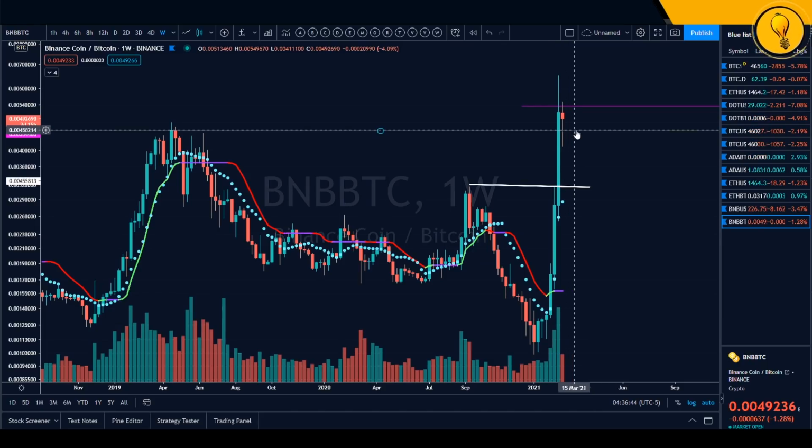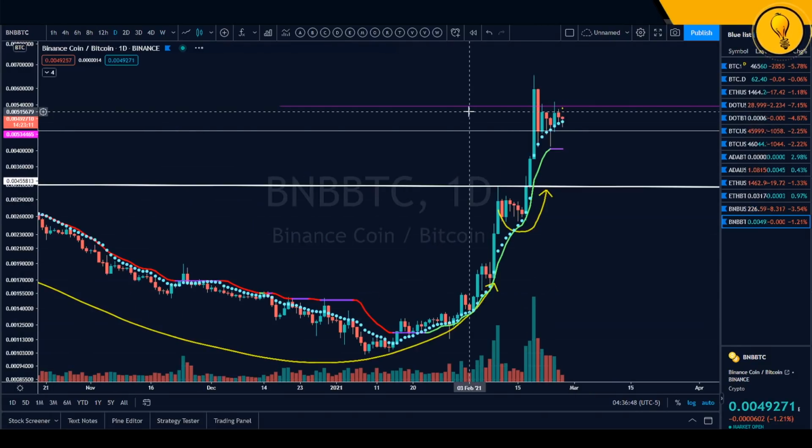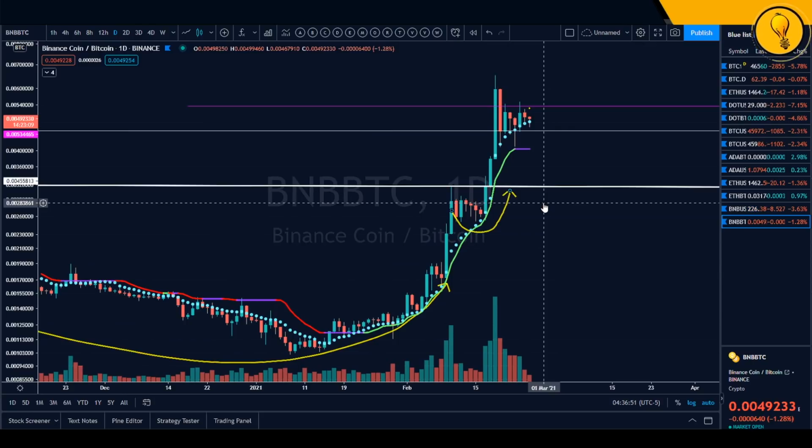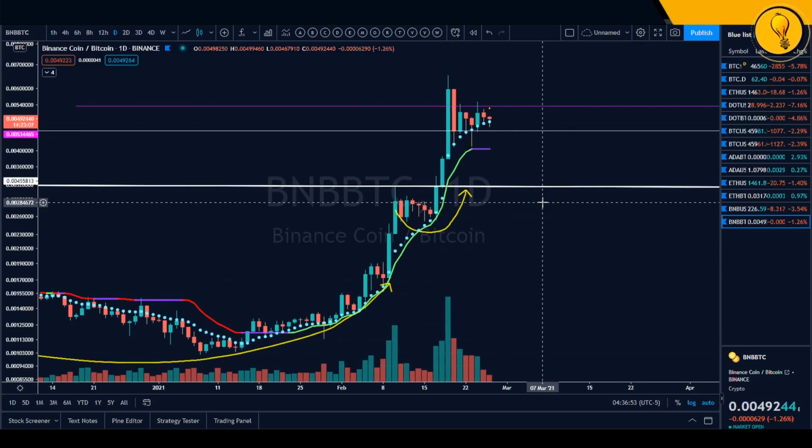We may very well see continuation to the upside, but now let's get on over to maybe the lower time frames to see what this picture is really telling us.